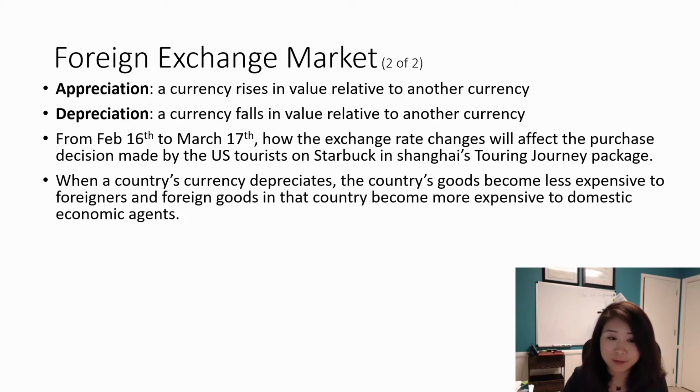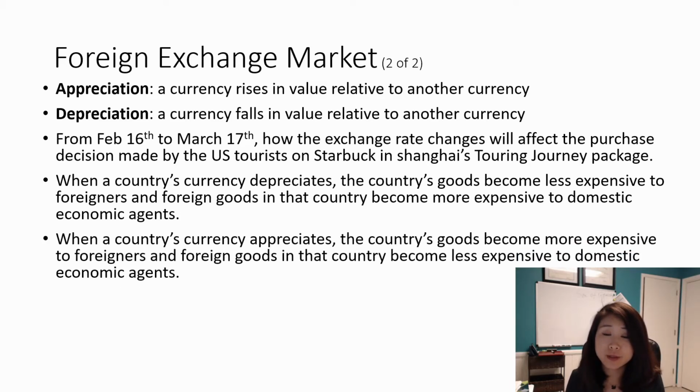And the foreign goods in the country become more expensive to the domestic economic agents. If you look at the opposite scenario, when the country's currency appreciates, like in the previous case where the US dollar appreciated, the country's goods become more expensive to foreigners, and the foreign goods, which are the tour packages in the Starbucks in China, become less expensive to the domestic economic agents.